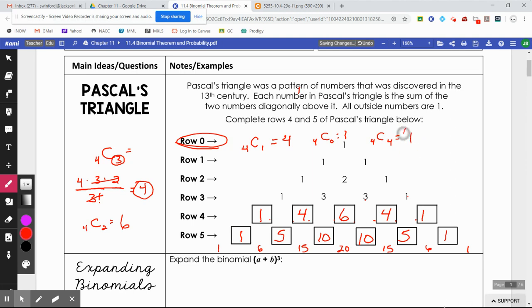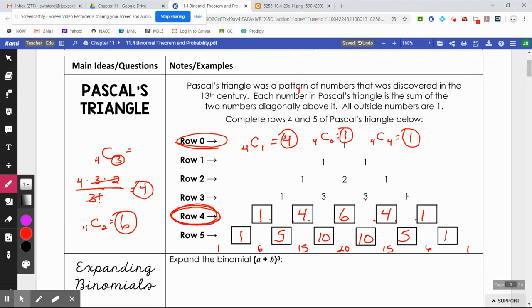And I want to relate these numbers. Look, 4 choose 4 is 1. 4 choose 0 is 1. 4 choose 1 was 4. 4 choose 2 is 6. I want to relate that to something. Look at row 4 right here. Notice these numbers: 1, 4, 6, 4, and 1.